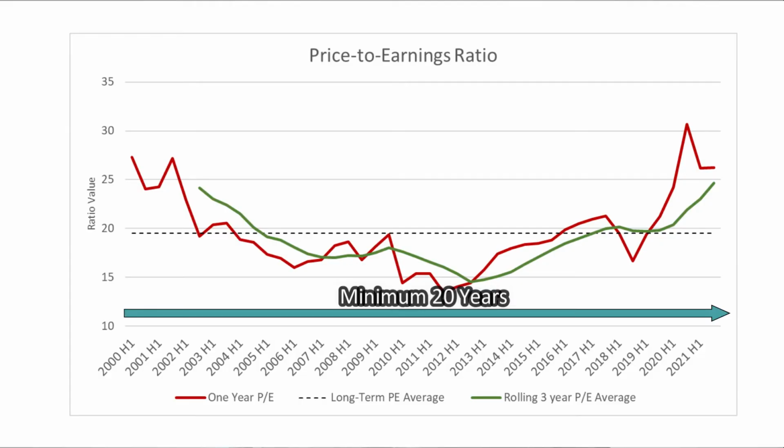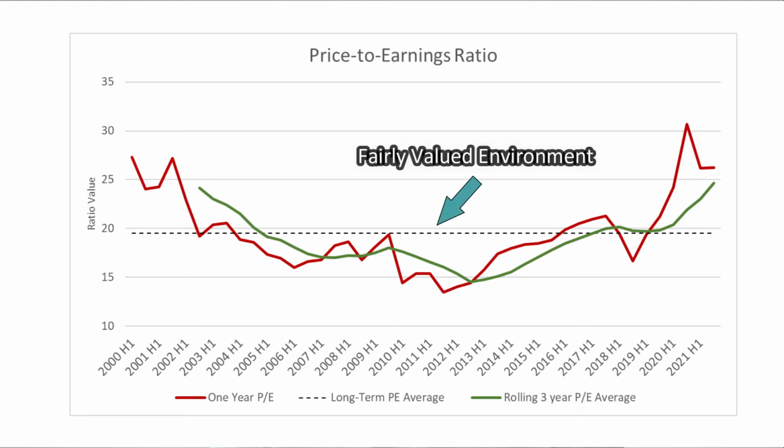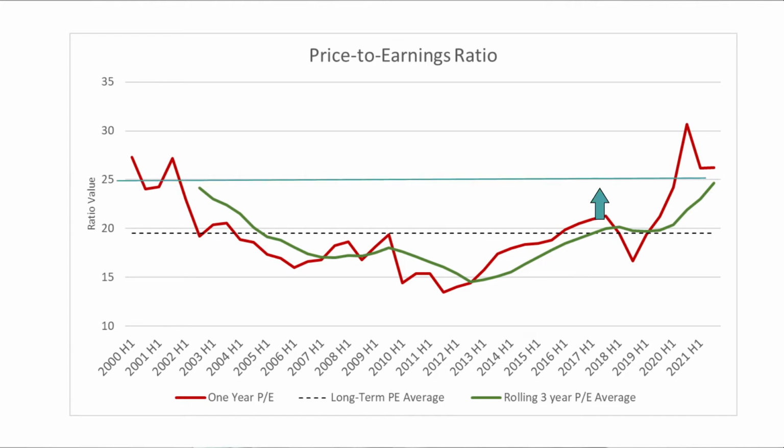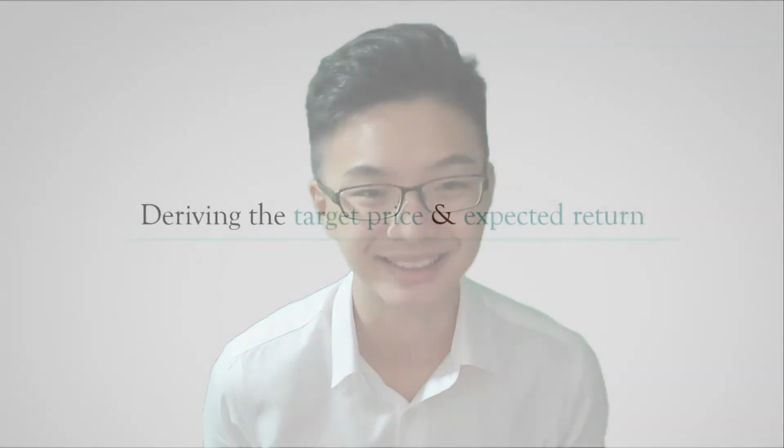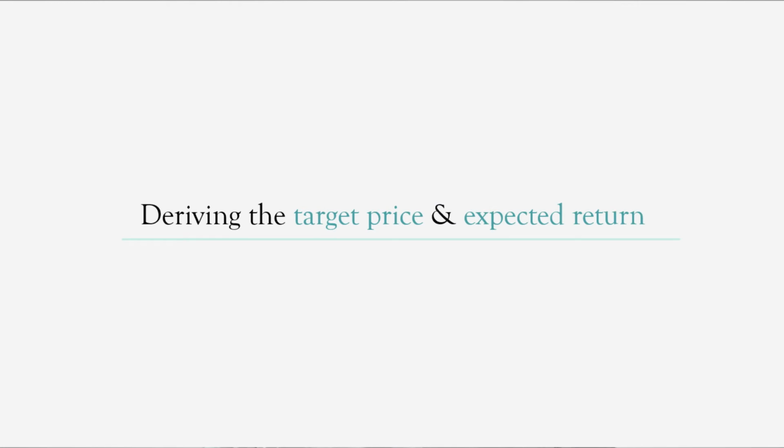Once again, the main reference that I will refer to is the behavior of the investment multiple over a long-term period. As a rule of thumb, I will use the long-term average to simulate a fairly valued environment and then add a sufficient buffer above and below the long-term average to simulate an overvalued and undervalued market situation. Once you have your forecasted figure, what's left is to calculate the target price, and that brings me to the next point. Deriving the target price and expected return.